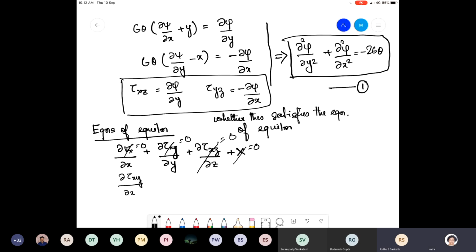Ma'am, can you tell me why the third term is zero again? So, look into the expression: tau xz is del phi by del y. And del phi by del y is again a function of x and y, because phi is a function of x and y, and y is of course y. So del phi by del y is going to be a function of x and y only. Okay, ma'am.